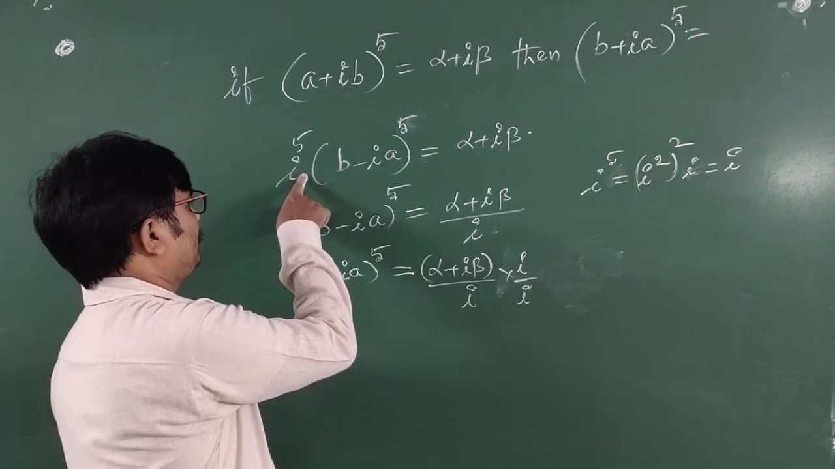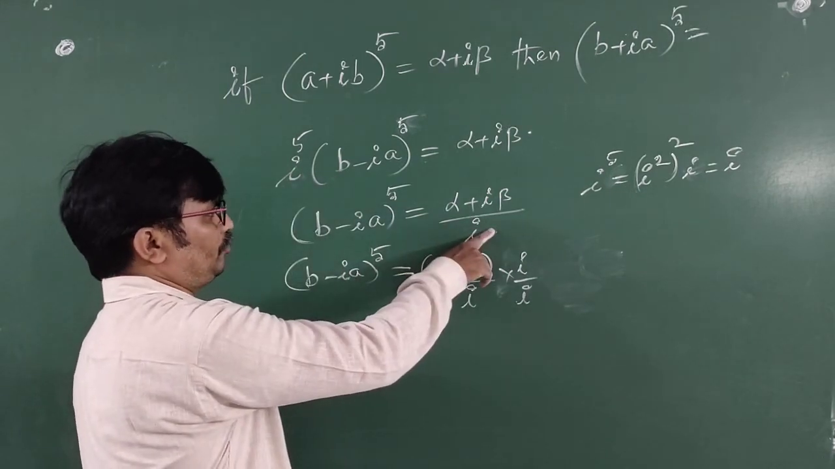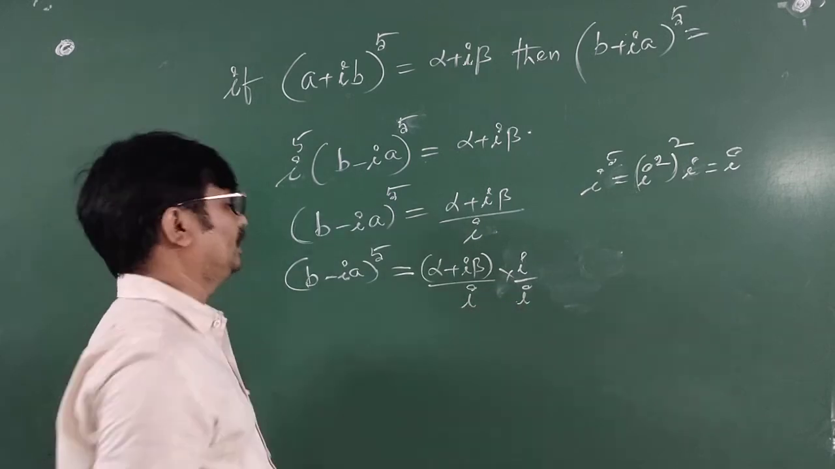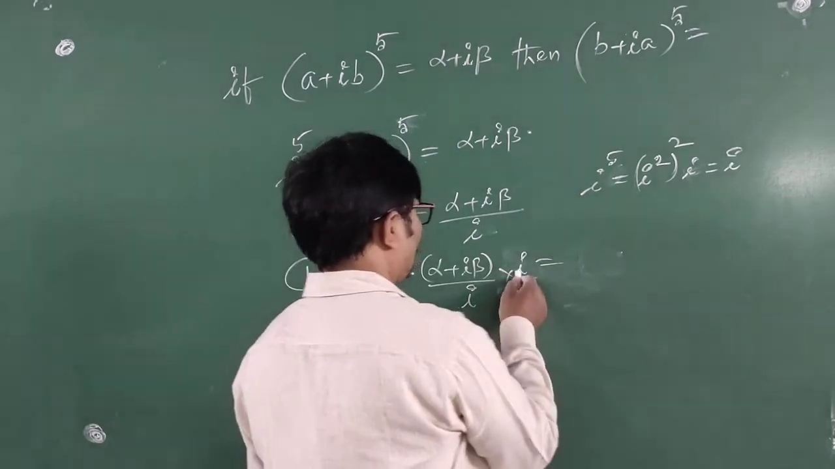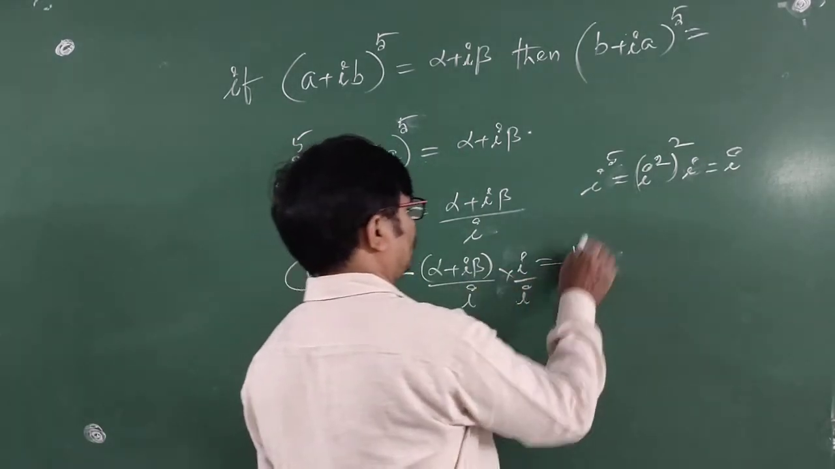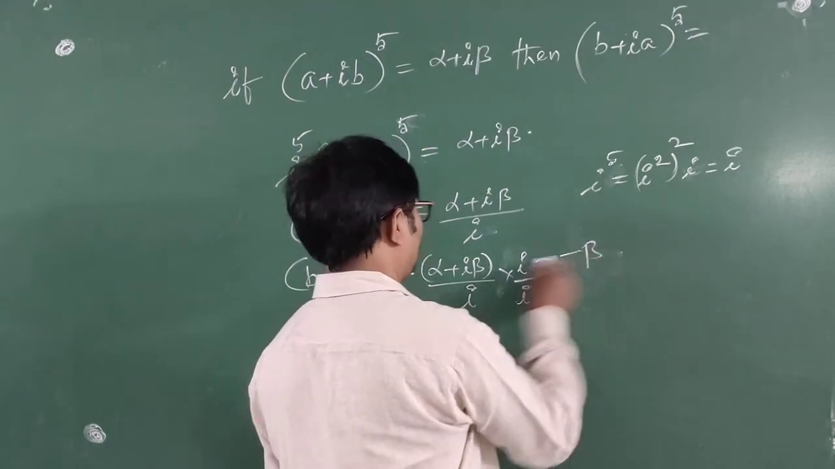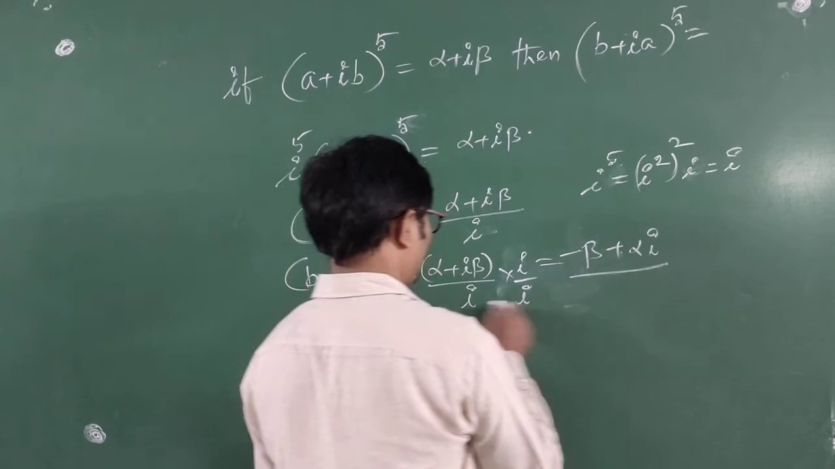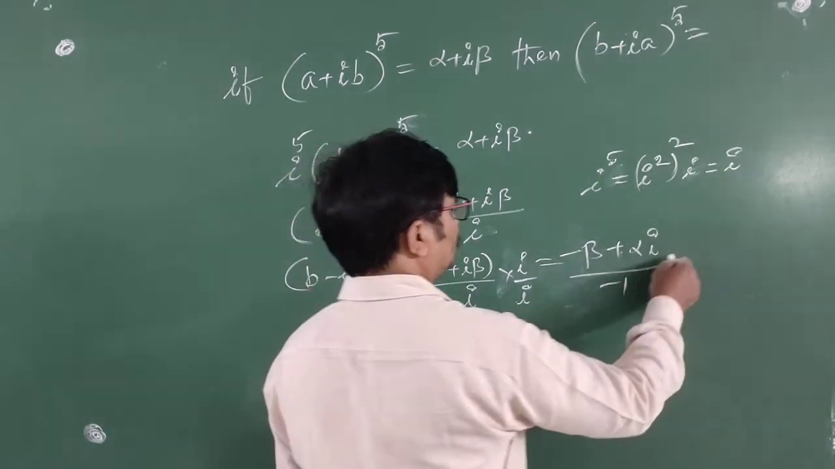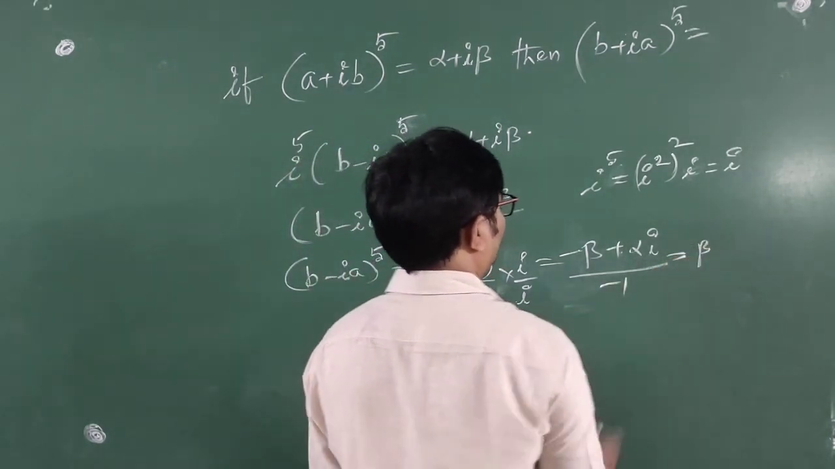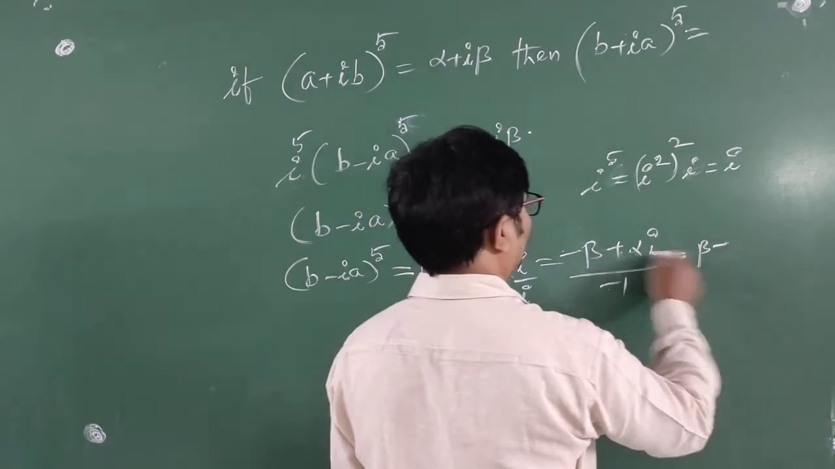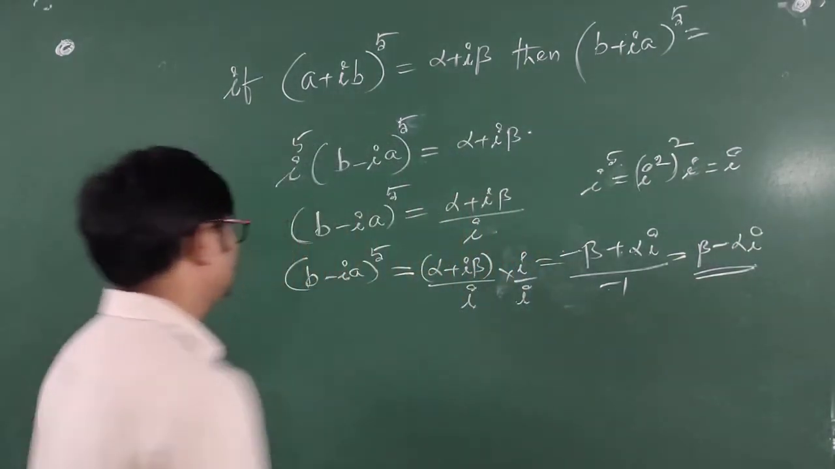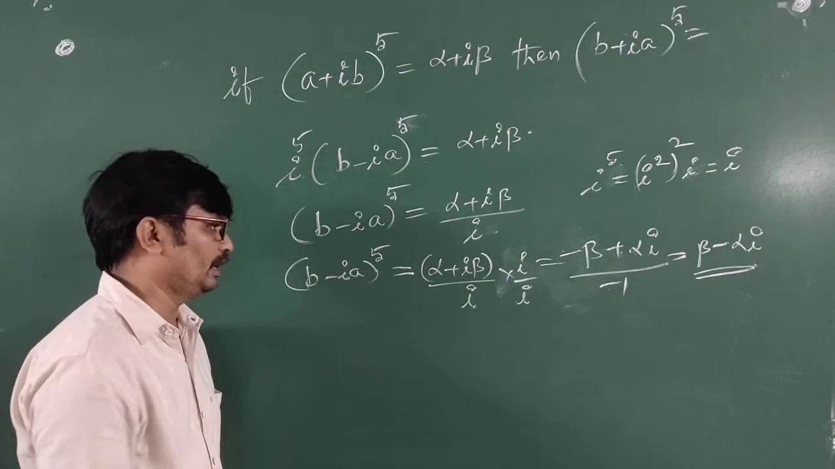So first, i to the power 5 is i, sending it to the other side, after that we are taking i by i. Students, i into i is i square, which is minus 1, so this is beta minus alpha i. What is it, students? Beta minus alpha i.